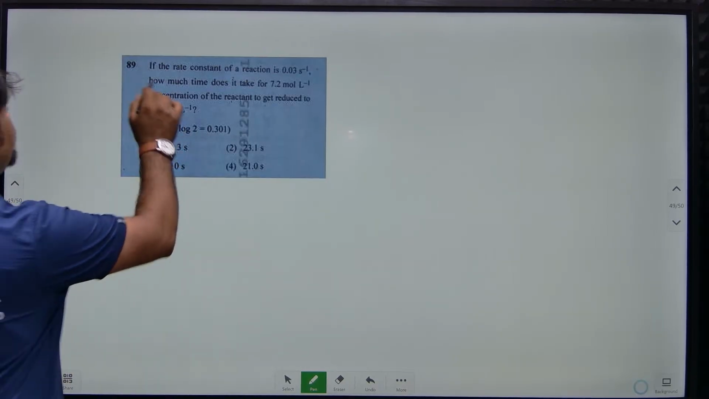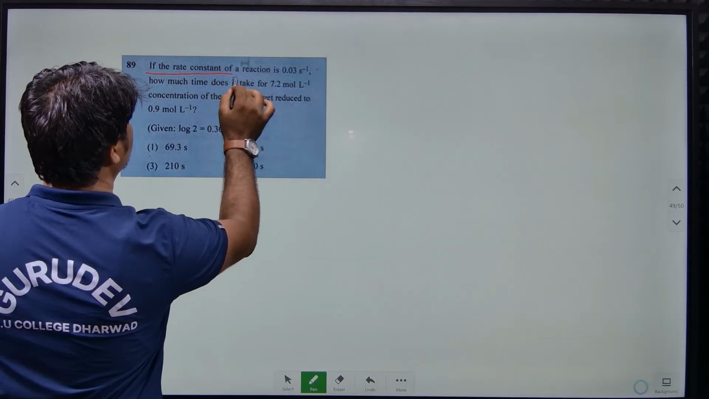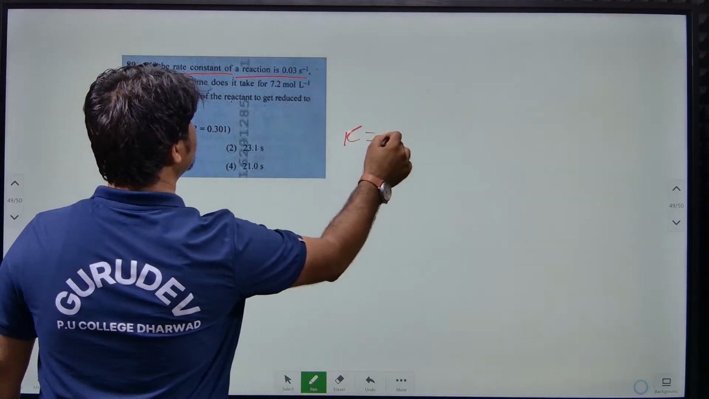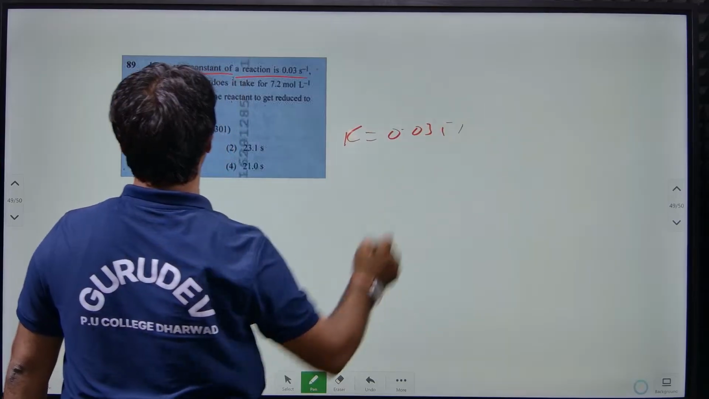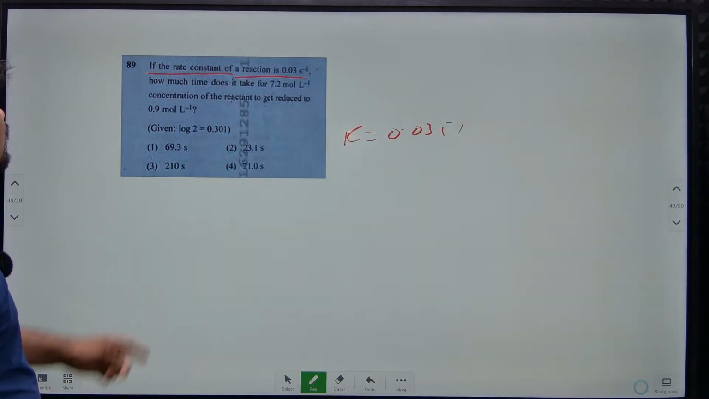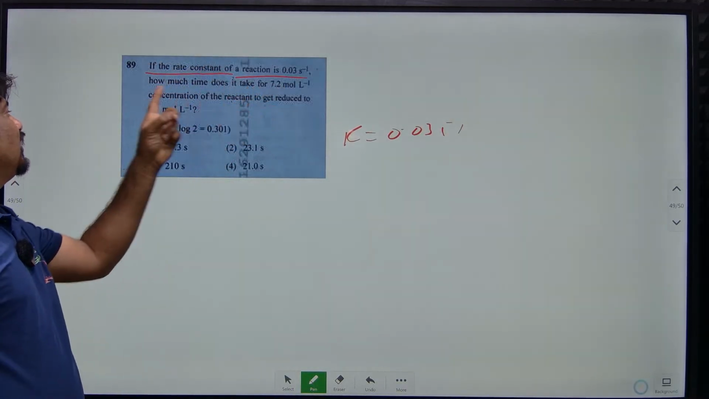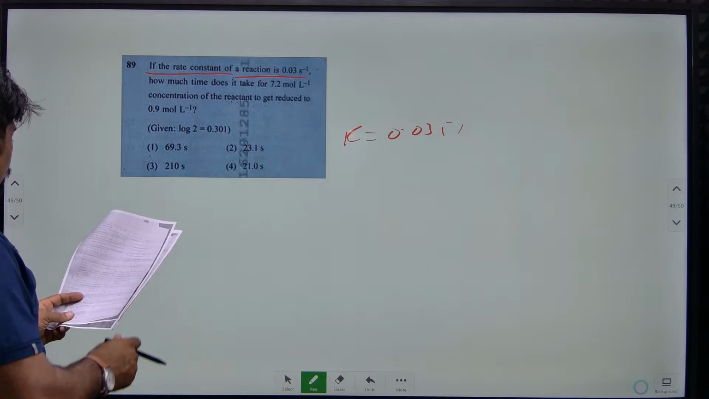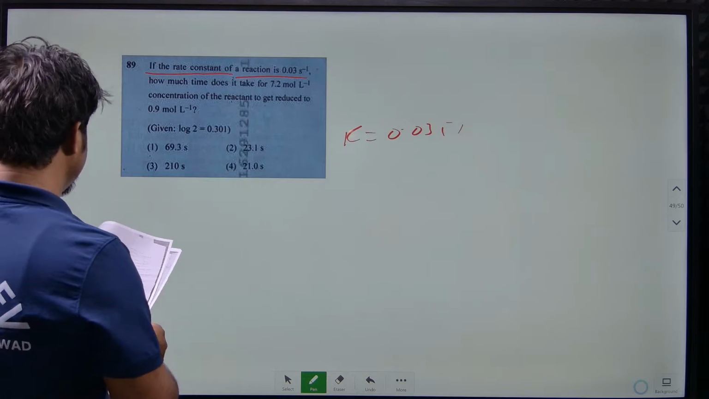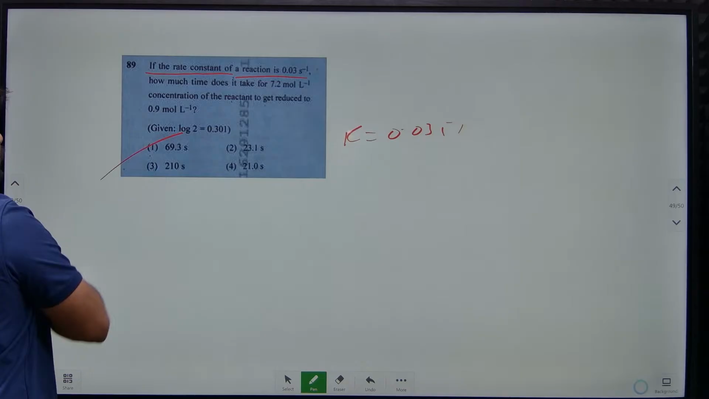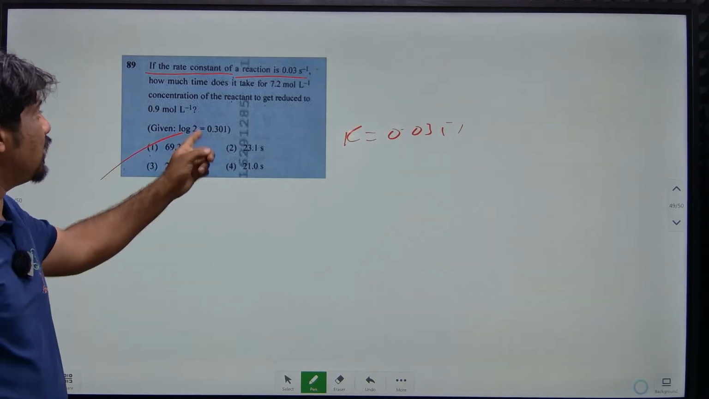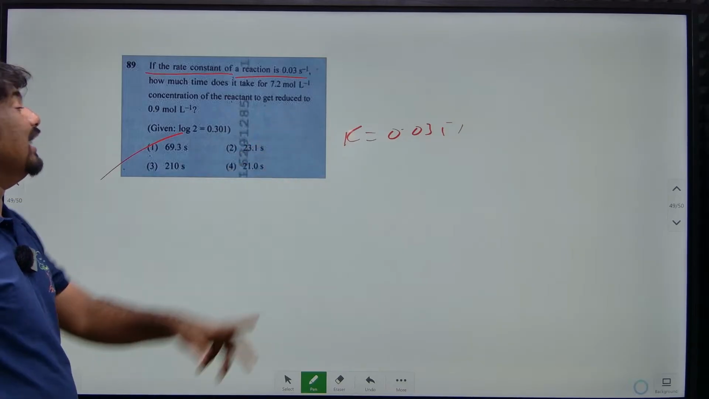Go to question number 89. If the rate constant of the reaction is 0.03 per second, how much time will it take for a reactant concentration of 72 mole per liter to be reduced to 0.9 mole? Simplifying this formula, I get 69.3 seconds. This problem I will solve tomorrow in detail.